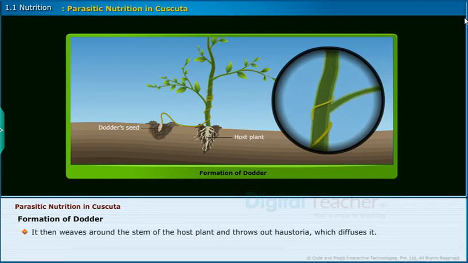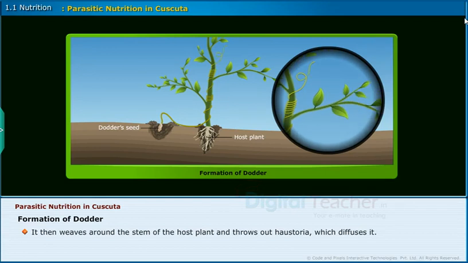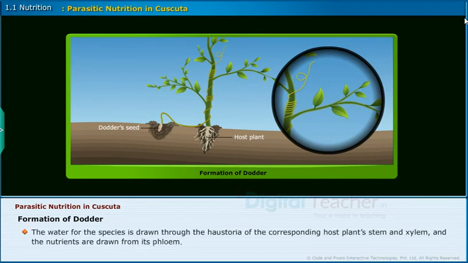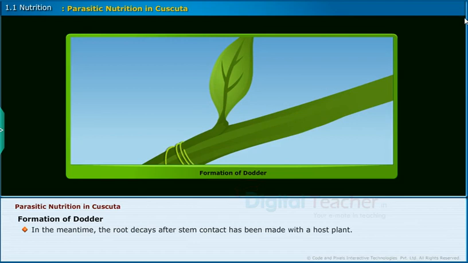It then waves around the stem of the host plant and throws out haustoria, which diffuses it. The water for the species is drawn through the haustoria of the corresponding host plant's stem and xylem, and the nutrients are drawn from its phloem. In the meantime, the root decays after stem contact has been made with a host plant.